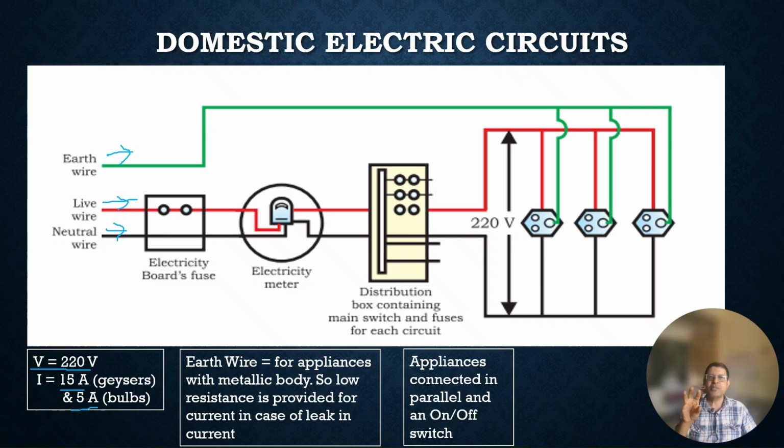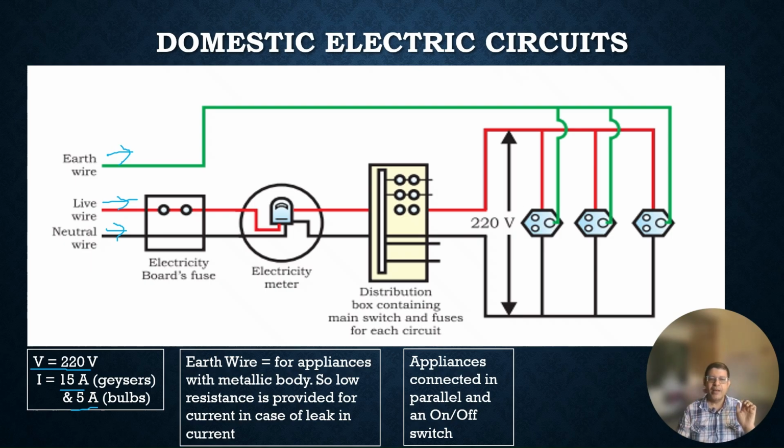So 15 amps is the socket where you will connect high energy consuming devices like a geyser or immersion rod, which consume very high power. Or it could be even a high powered fridge if its consumption is high in terms of wattage. The next is basically 5 amp. 5 amp sockets connect to low consumption appliances like bulbs or fans. The low consumption devices will connect to 5 amp sockets.